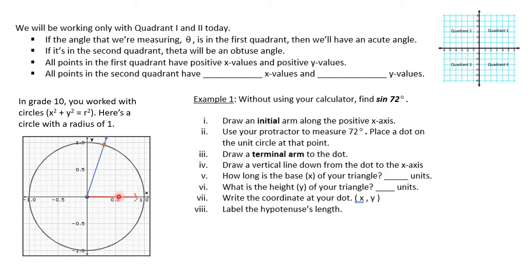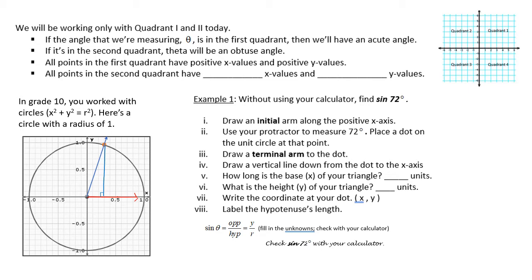We've already done an initial arm and a terminal arm, so these two vocabulary words we already have, but we have a new one now. We're going to create a triangle because that's what trigonometry is all about, triangles. So from this dot here, I'm going to draw a vertical line down to the x-axis. Never ever draw a horizontal line to the y-axis. We're always creating our triangles by drawing a line down to the x-axis. So there's my line down to the x-axis. Now that should be perpendicular, so I'm going to put a little box there because I should have drawn a perpendicular line if I drew that straight.